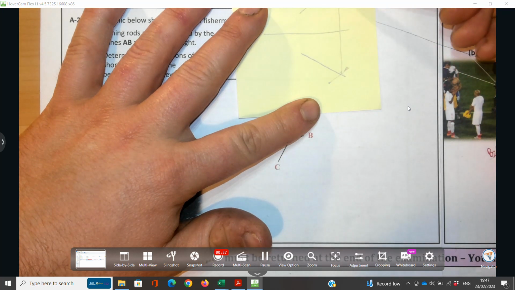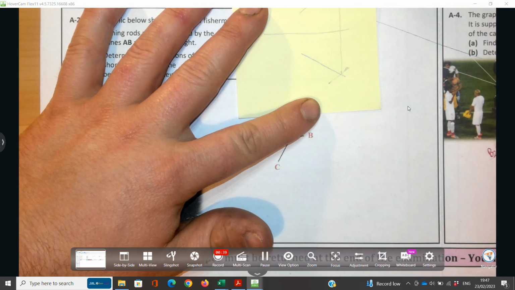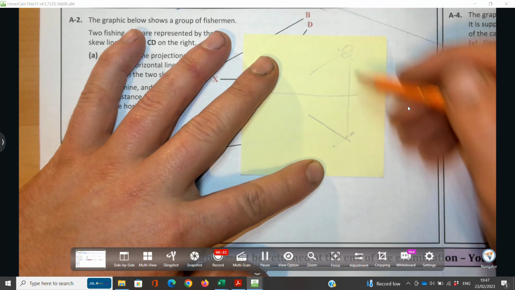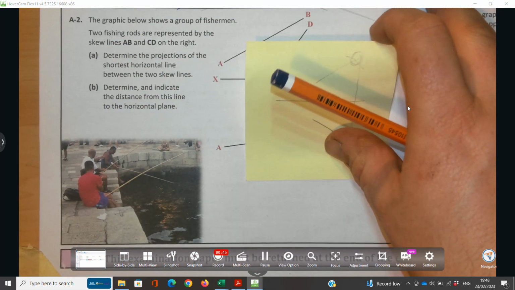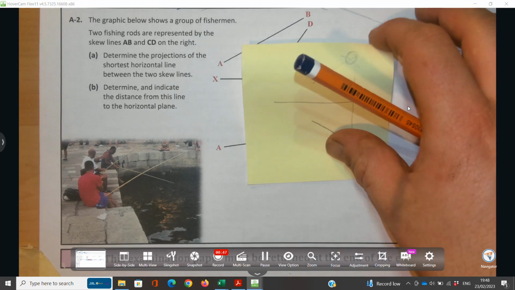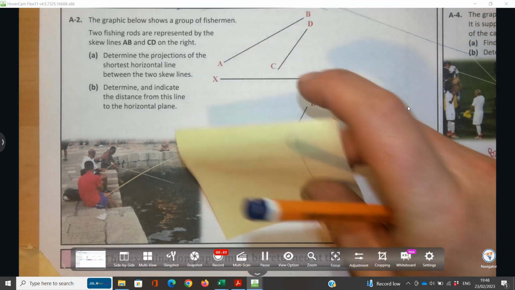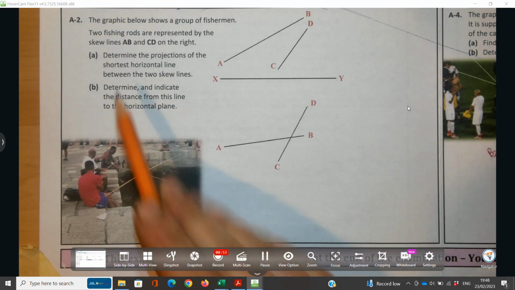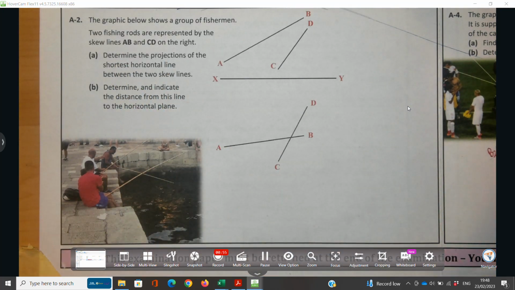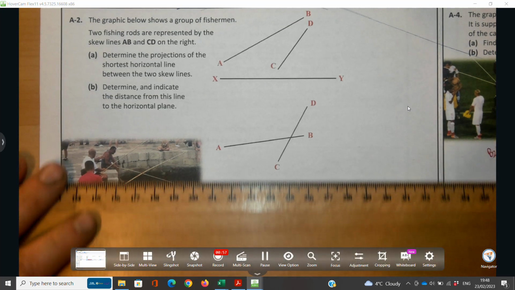Their apparent point of intersection does not match up. So that means they're non-planar or non-coplanar and non-intersecting. So they're non-parallel and non-intersecting. So they can't be on the same plane. Determine the projections of the shortest horizontal line between the two skewed lines.